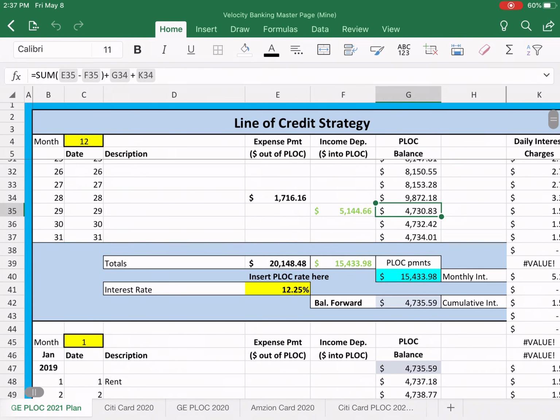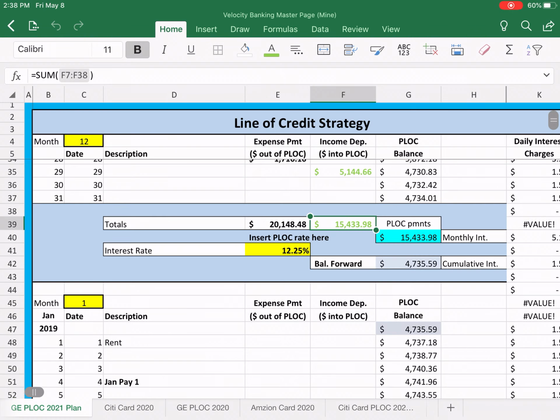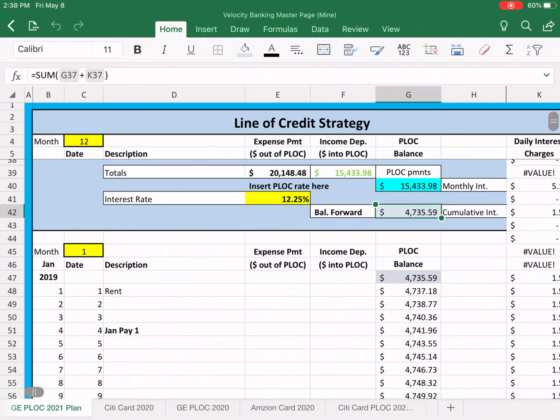And for the whole month of January, I'm gonna spend around 20,000, and I'm gonna put 15.5 in, and this is gonna be the balance brought forward on my HELOC. Now this is gonna carry over into February.